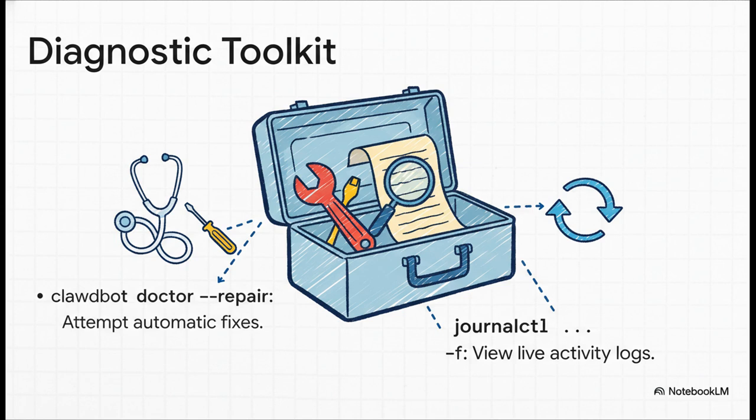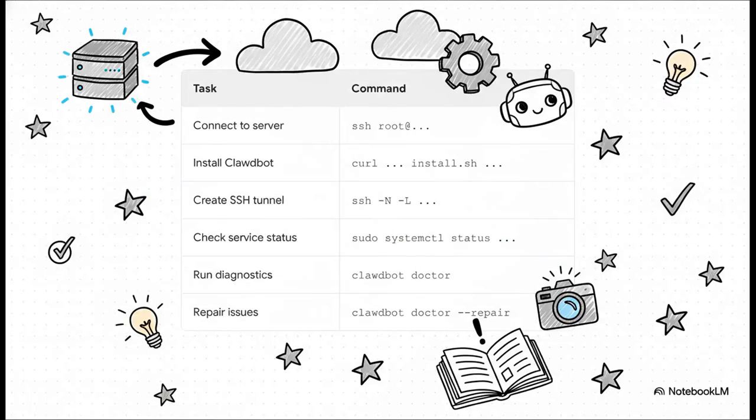If you want to see exactly what your bot is doing in real time, which is a lifesaver for troubleshooting, journalctl is your best friend. And of course, if you ever just need to give it a good old-fashioned reboot, systemctl restart will do the trick. And you know what? To wrap it all up, here's a quick reference cheat sheet. It's got all the key commands we used today, all in one place. This covers everything from connecting and installing to checking the bot's status. It's a super handy thing to bookmark for the future.